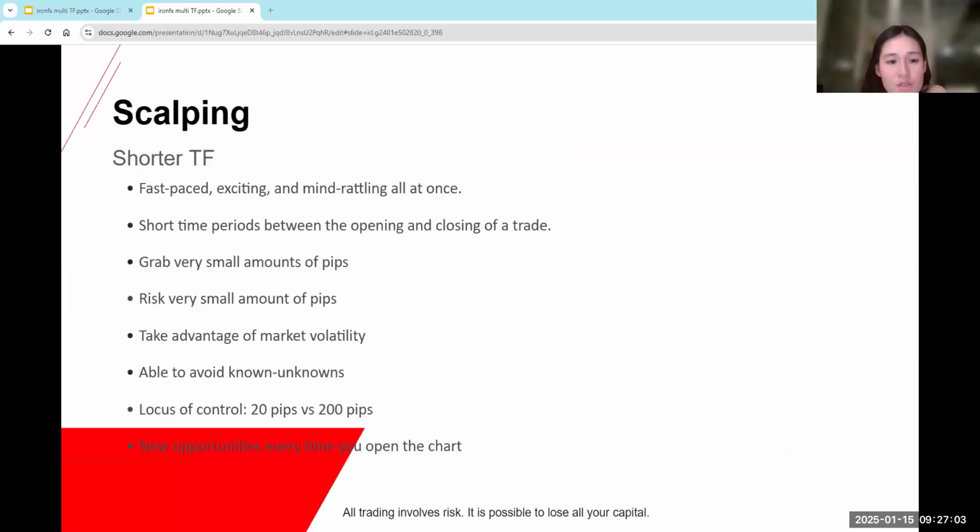Okay. So scalping uses the shorter time frame, like we mentioned earlier. It's fast-paced, it's exciting, and it's quite emotional as well. So it's short time periods between the opening and closing of a trade. You are basically grabbing very small amount of pips, but you're also risking small amount. So you are taking advantage of market volatility and you're able to avoid known unknowns. So your locus of control is 20 pips versus 200 pips. Then there's new opportunities every time you open the chart.